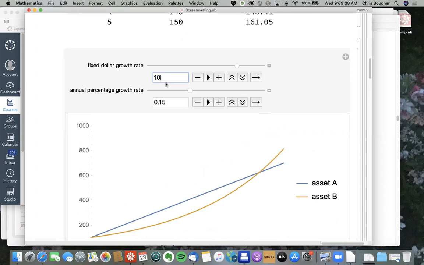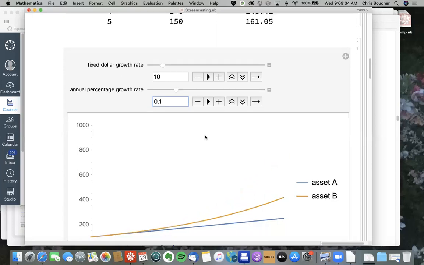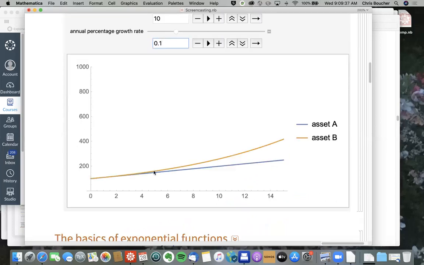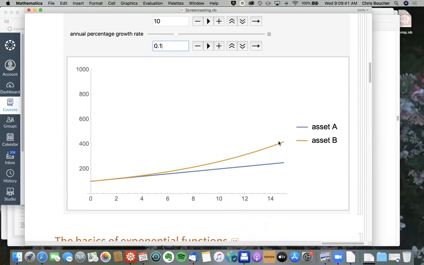So let's change these so that they match our values above. And here you can see asset B is doing better because the orange curve is always higher than the blue curve.